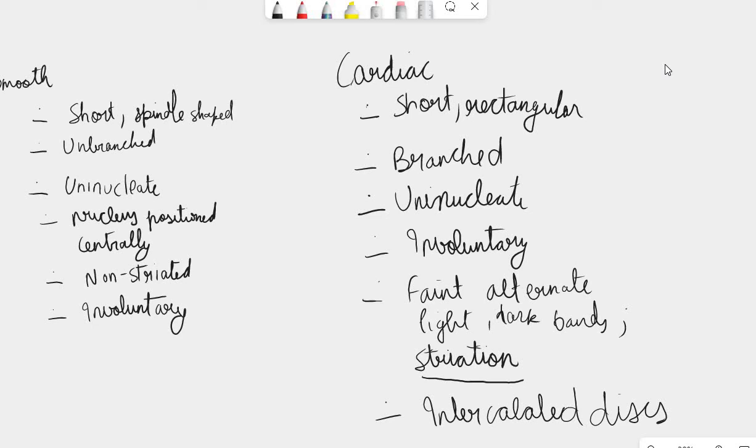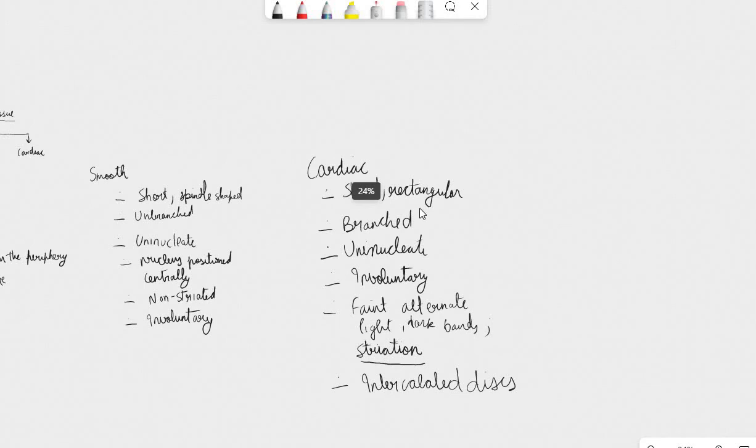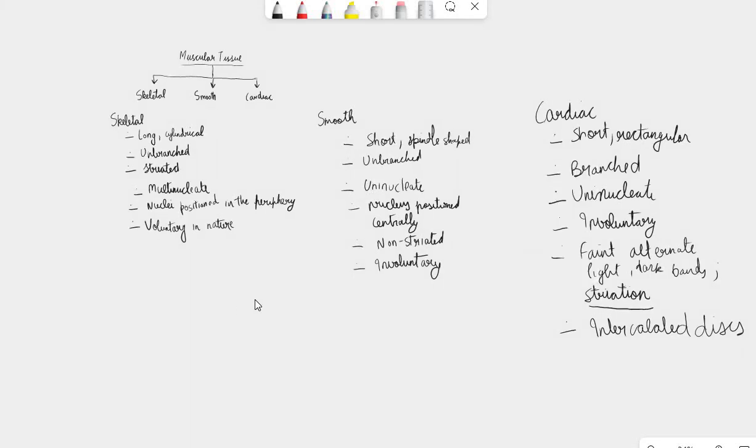Also, an interesting fact: cardiac muscles are present in our heart and they never get fatigued. In our whole lifetime, they continue beating, they continue relaxing and contracting, they never get tired, they never stop. So this was the video which explained the three types of muscular tissues.